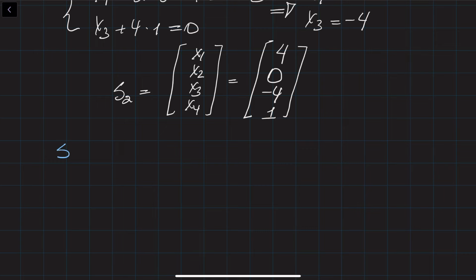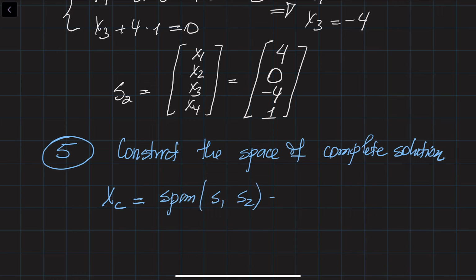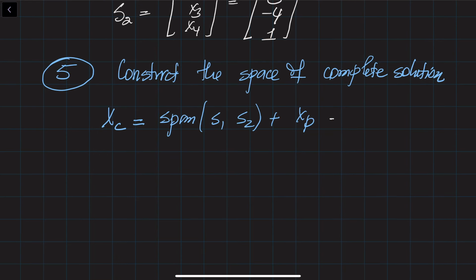So in step number 5, the last step, we are going to construct the space of complete solutions. And this is how it works. So basically, X complete is going to be the span of the special solutions, S1 and S2, plus the particular solution. Okay? So in particular, we can write this down. The span means all possible linear combinations, right?